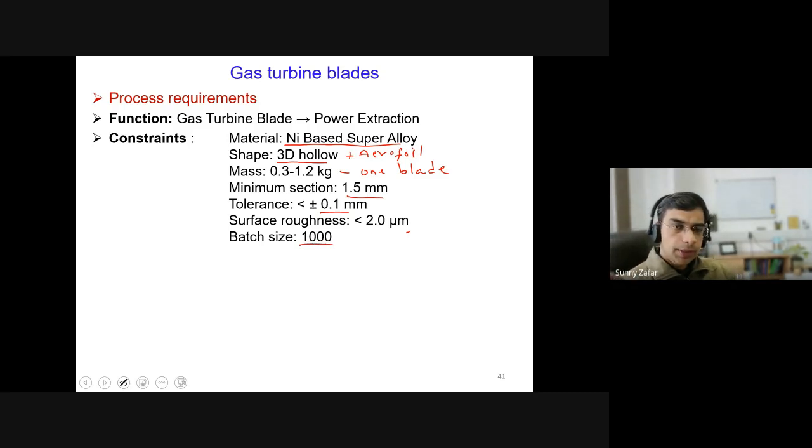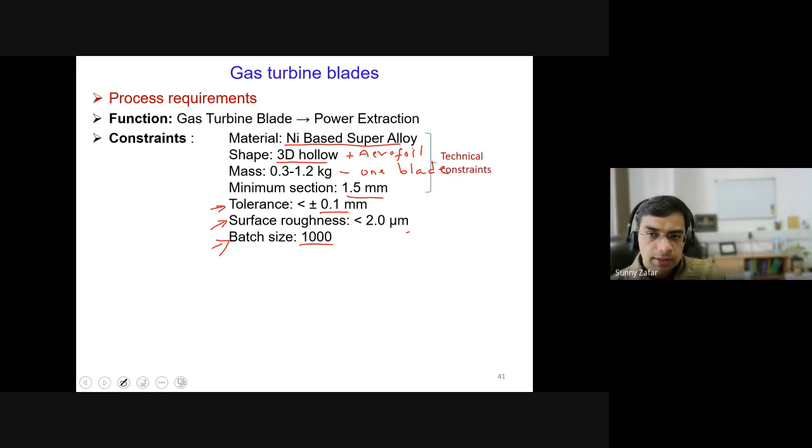Now, why are these constraints important to understand? Because based on the constraints, we will select the manufacturing process: the casting process, the forging process, the machining process. And of course, we have to take care of the tolerance and surface roughness of whatever is produced, and the economic batch size for that particular process. We cannot select a very fancy process which can only produce one or say 10 blades, because then the process becomes very expensive. But a process with a batch size of say 1000 will be sufficient.